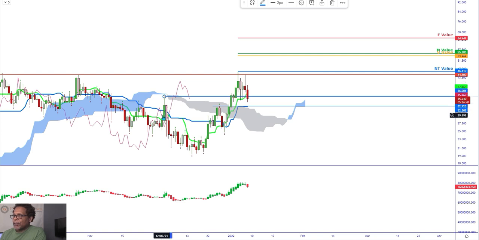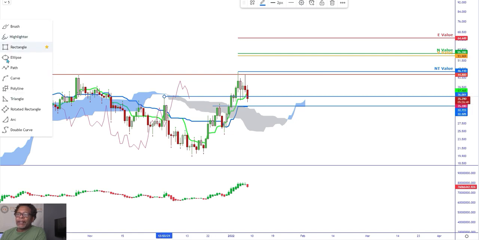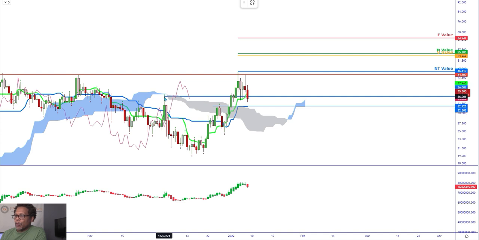So what I like to do is make it into a zone. Usually, if it's just one fractal that I'm looking at, the main level, I make this into a zone if it has a wick. So what I'll do is I'll create a zone like this, and then I'll look for the market to pull back to that level.